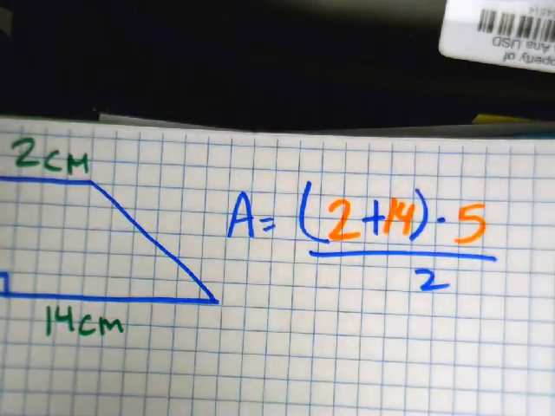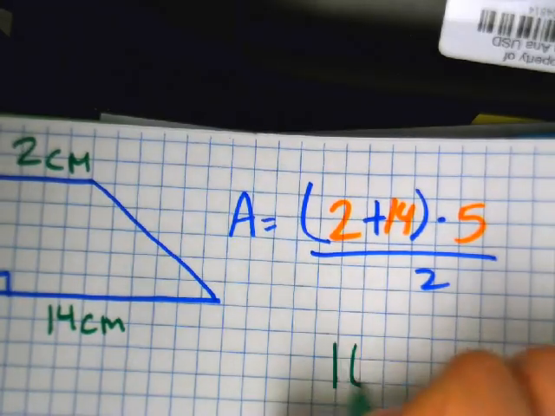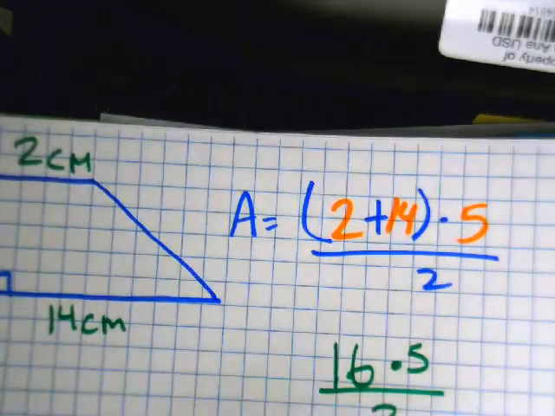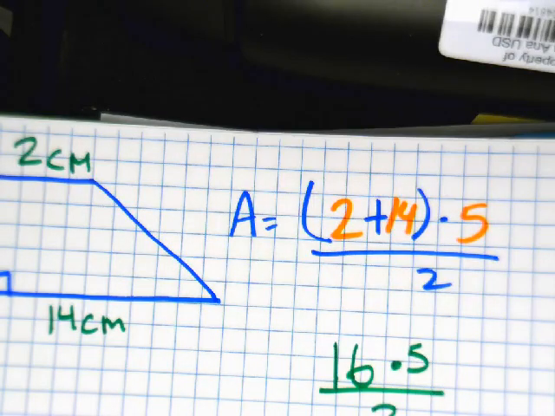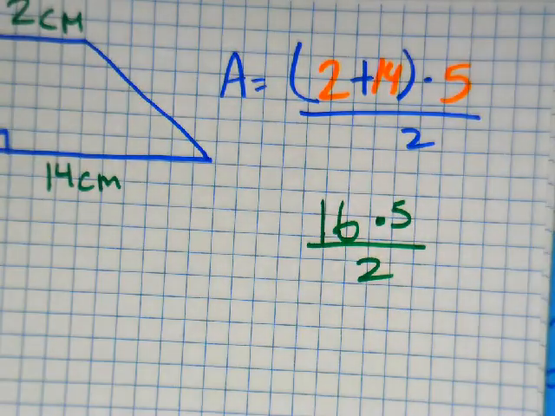5. All right. So you do the addition. What's 2 plus 14? 16 times 5 divided by 2. Now, you could do 16 times 5. Ugh, I don't even know what that is. I really don't. Then divide by 2. Or let's take the shortcut. What number do you want to divide by 2?